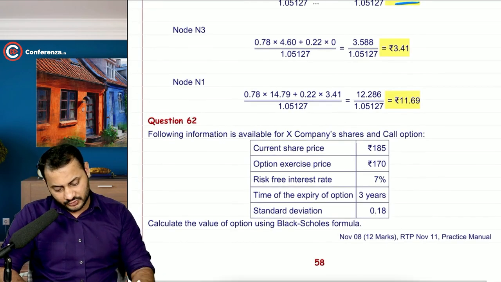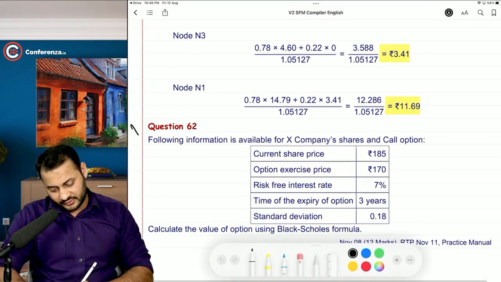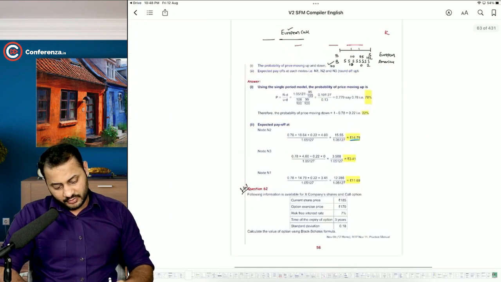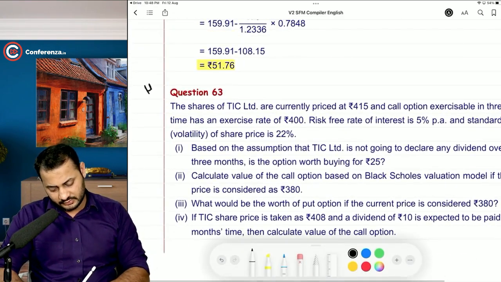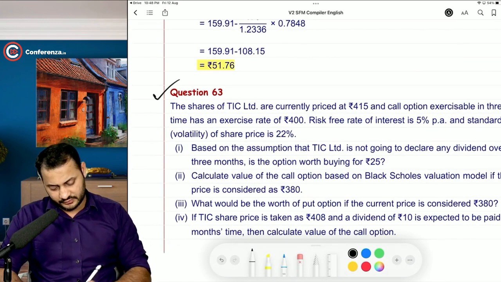I'm giving this one as homework. Sir, the very first question you are giving it as homework? Because I'm going to take the difficult one as the class question. This one, question number 63.